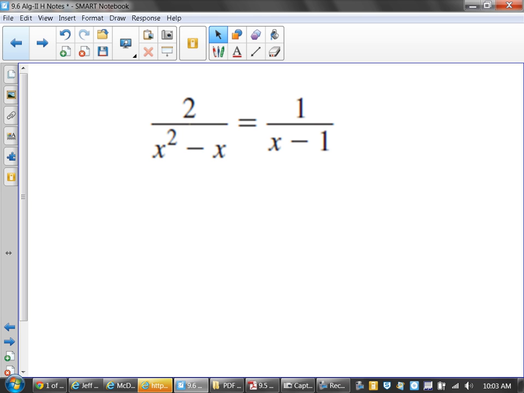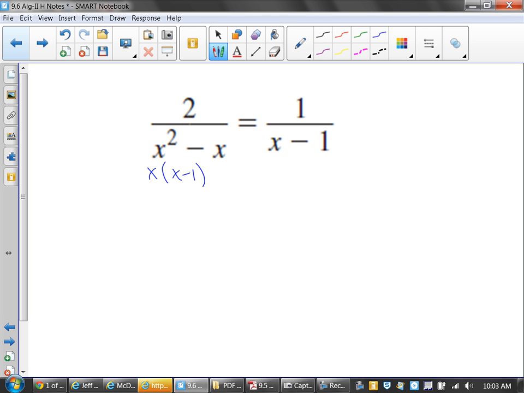Okay. So I have 2 over x squared minus x equals 1 over x minus 1. There's a couple of different things we can do. First thing I can do is factor my denominator on the left. What's the GCF? X. So if I factor out the x on this side, I have x times x minus 1. What would then be my common denominator? X times x minus 1.